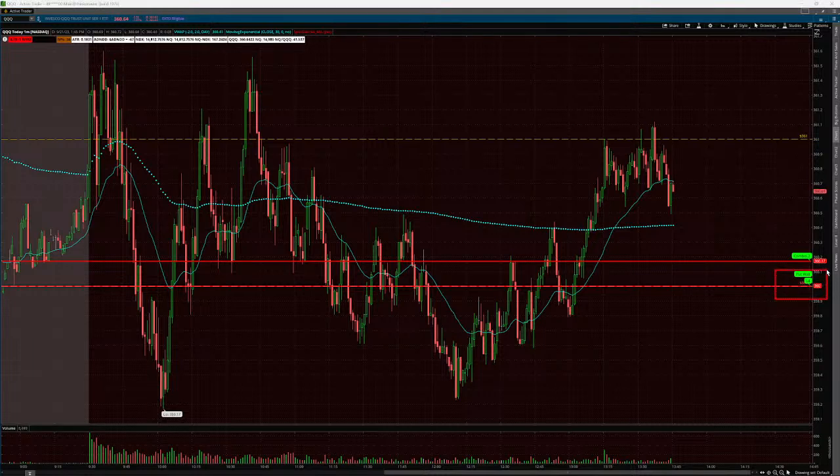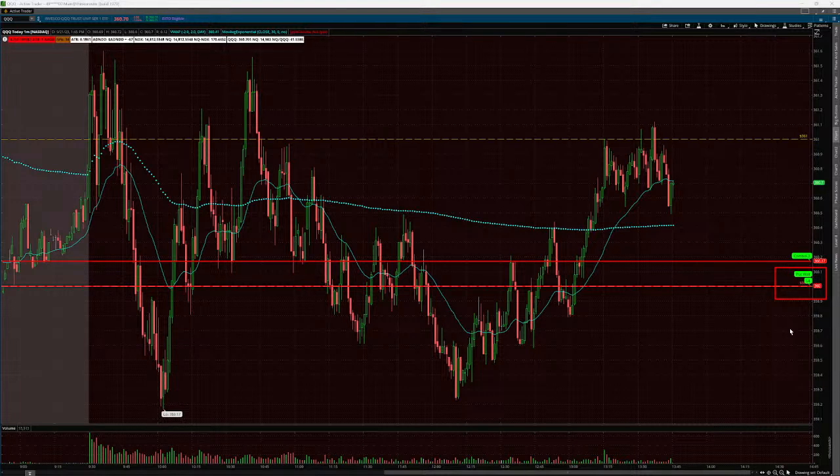Here's the put wall at 360. Right now QQQ is trading above that level. That level did move up from yesterday. So unlike SPY, where the put wall moved lower, with QQQ the put wall moved higher, up to 360 from 350 yesterday.